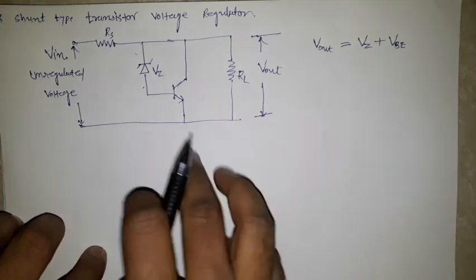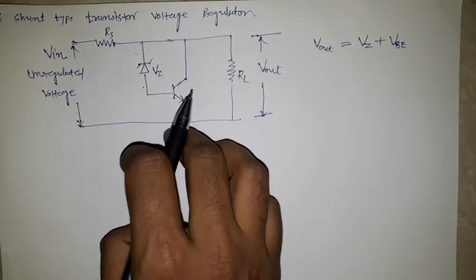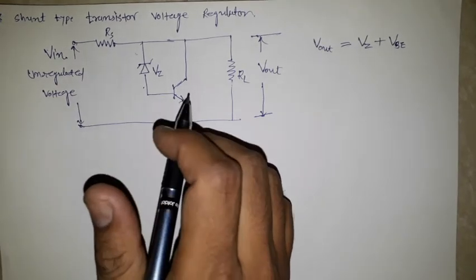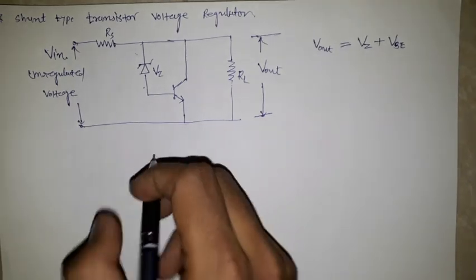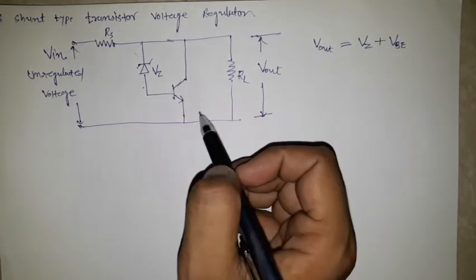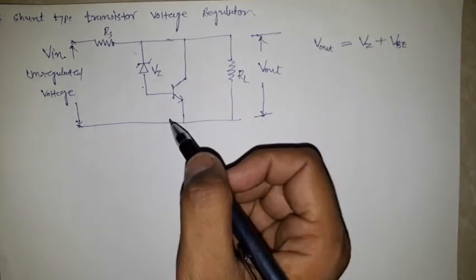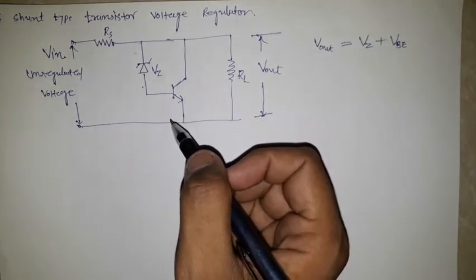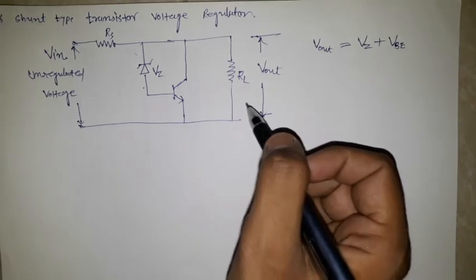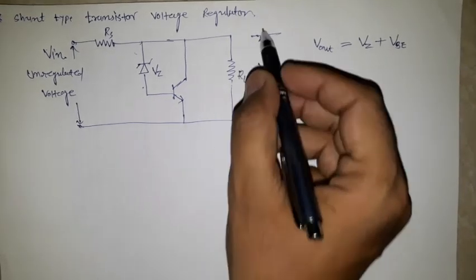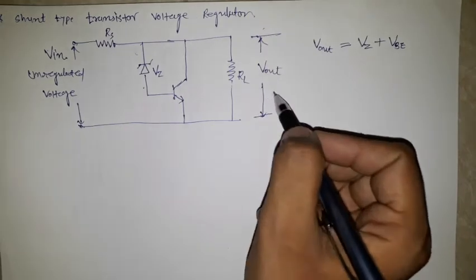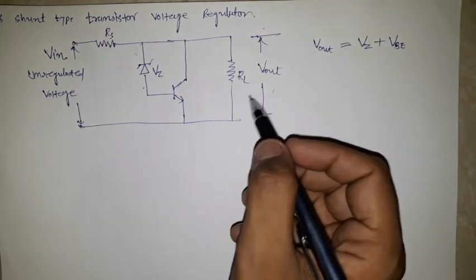Now we have to explain how the circuit holds the output voltage constant. How does this circuit hold output voltage constant? Okay. So if the output voltage tries to increase, then what will happen?